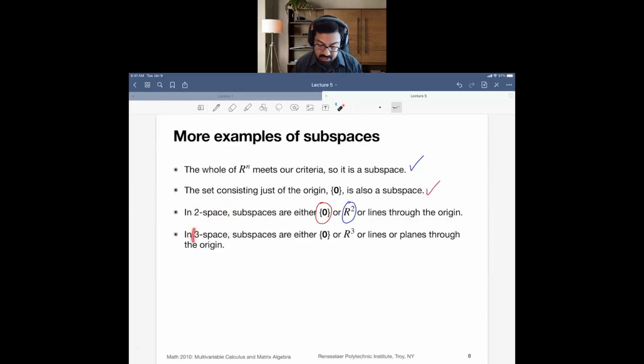Now, how about 3 space? Well, 3 space R cubed, the subspaces are either going to be zero, the origin, or the entire space. Again, they are being written based on the same 2 statements that we have made earlier. Origin, all of it, the whole of R cubed, because we are considering n to be 3 here, or it is going to be lines or planes that go through the origin.